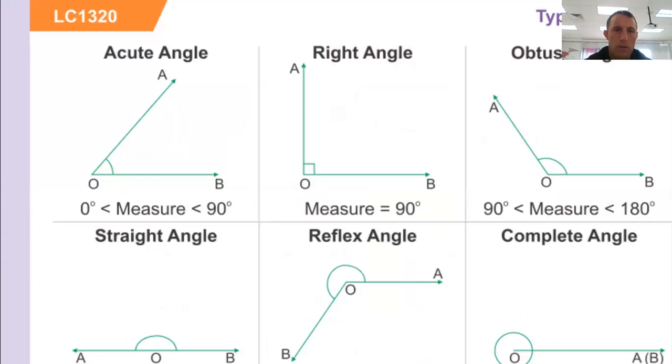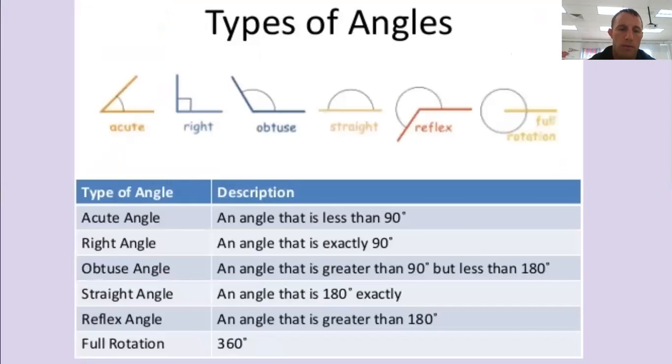The acute angles, we are going to review our angles. So acute, right, and obtuse. Acute is measuring less than 90, right angle is exactly 90, and obtuse is greater than 90 up to 180. If it's 180, it's a straight angle. If it's more than 180, they call it a reflex angle, and then a complete angle goes all the way around, or we can call that a full rotation, which is like a 360.